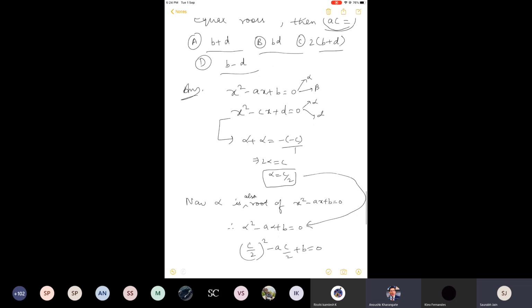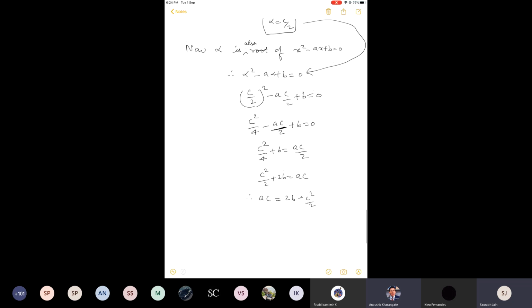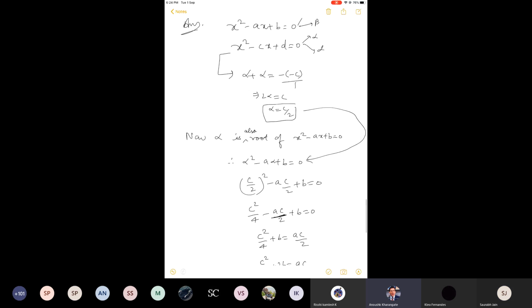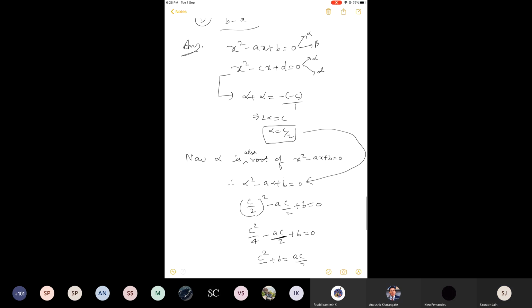I didn't understand the C part. Which one? This alpha equals c by 2. Yes, sir. What is the problem? Alpha plus beta is not minus b by a. Do you remember this result?